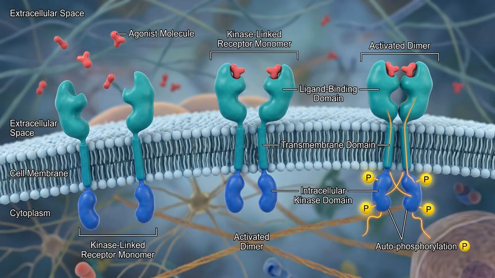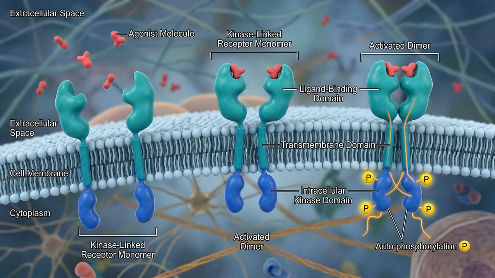Next, we have type 3, kinase-linked receptors. These are essentially enzymes themselves. A prime example is the tyrosine kinase receptor. When an agonist, like insulin, binds to the extracellular part of the receptor, it causes two neighboring receptors to come together, a process called dimerization. This brings their intracellular kinase domains close enough to phosphorylate each other. This autophosphorylation creates docking sites for signaling proteins, triggering a cascade of events inside the cell that regulate growth and metabolism.